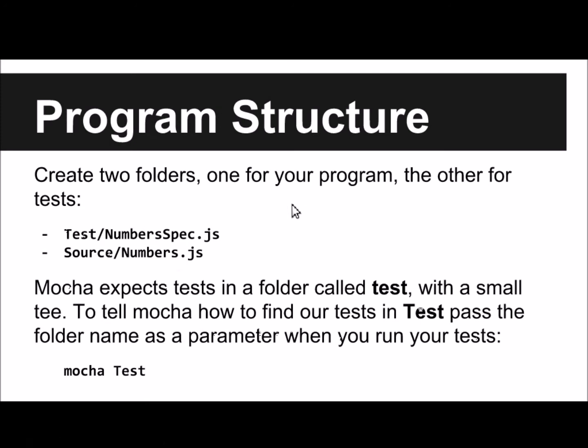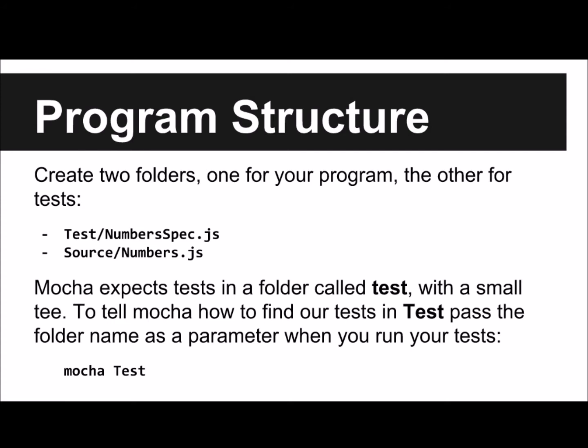Okay, so in the simplest form, your program has to be divided up into two things, your test and your actual program. In our simple examples that we're running, there's going to be a directory called test, and there's going to be a directory called source. In the test directory are your tests, and the source directory is your source.